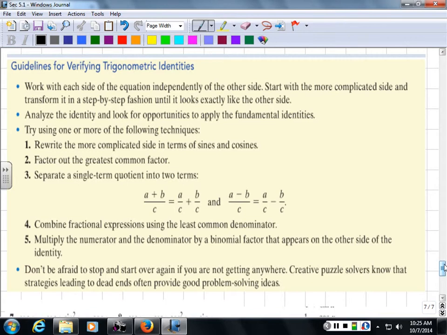Separate single term quotient into two terms, whether it's a plus or a minus, okay? I can combine fractional expressions using the least common denominator. I can multiply the numerator and denominator by a binomial factor that appears on the other side of the identity. So let's say that I had a sine x minus cosine x on the other side. I can multiply the left side by sine x minus cosine x over sine x minus cosine x. I wouldn't change the fundamental value, I'm just changing the way it looks.